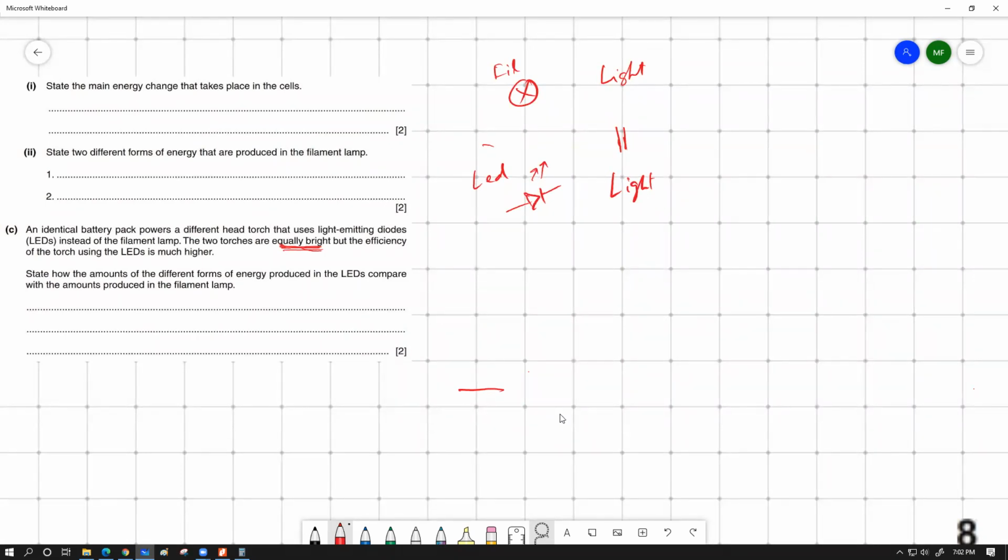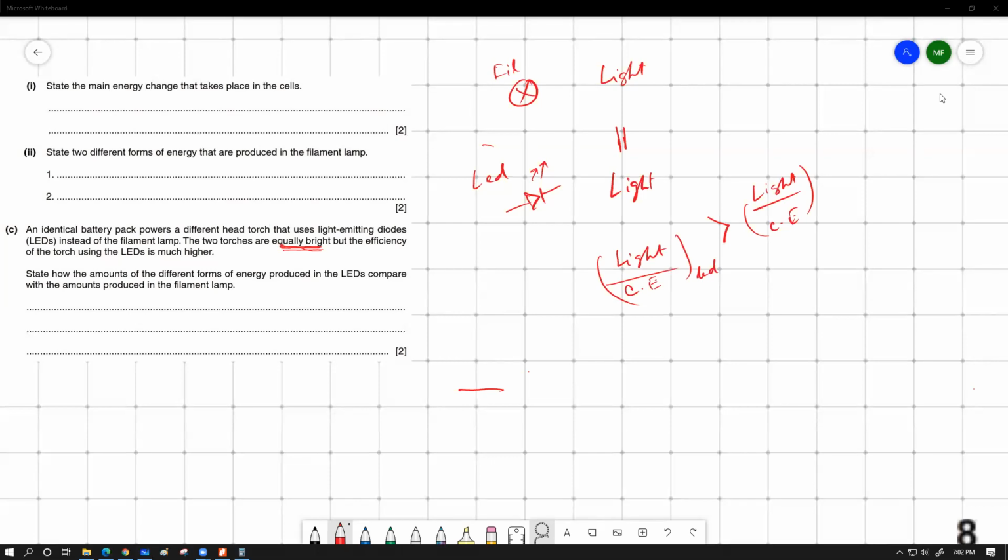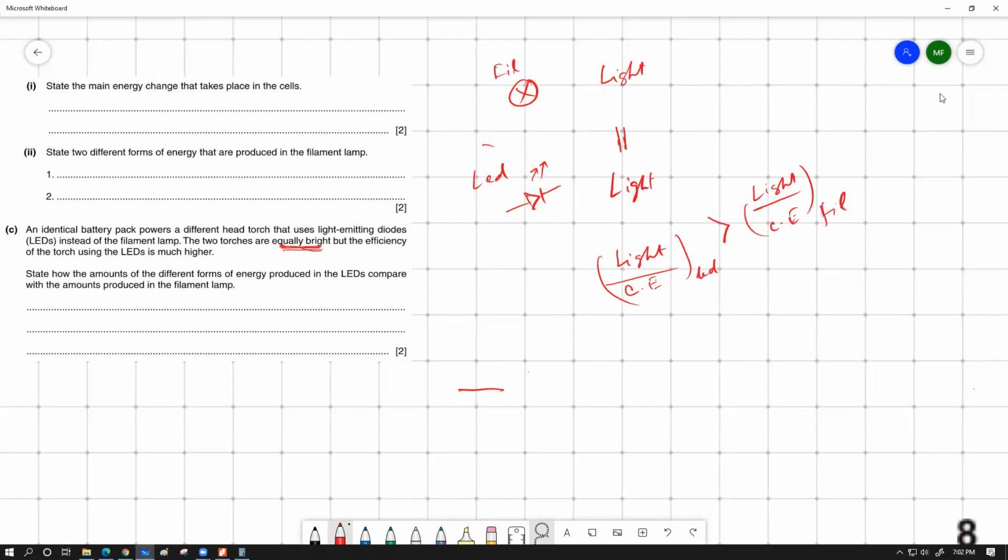So light divided by chemical energy, because that's the battery's fed energy, for the LED is greater than the light divided by chemical energy for the filament lamp. এই জিনিস কি বুঝতেছো? এই কোশ্চেন তোমাদের কখনো লেখা লাগবে না, বাট এই আইডিয়াটা কি বুঝতেছো যে এইটা হচ্ছে এইটা এটার থেকে বড়, এটা বুঝতেছো?